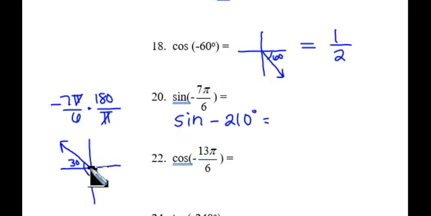All right, so will my answer be positive or negative? Think back, all students. Everything up here is positive for your sines. Sorry, your y values are positive. So sine is positive, which means my answer is positive. I just need to figure out what is the sine of 30 degrees.